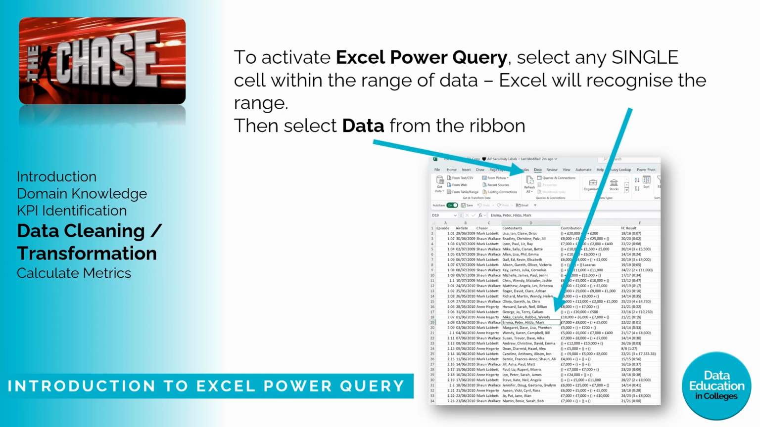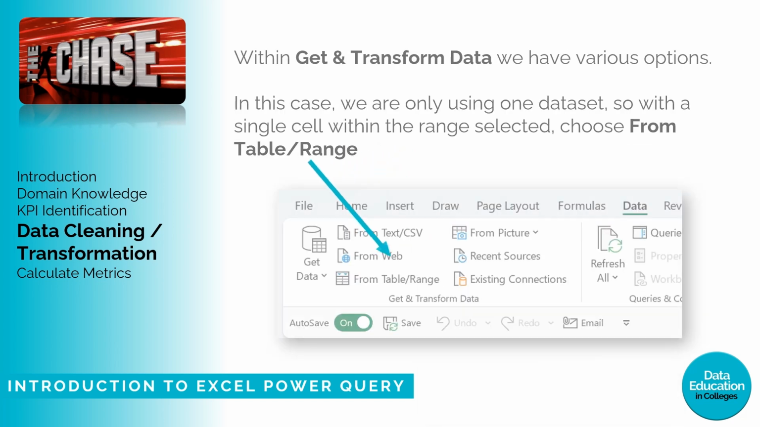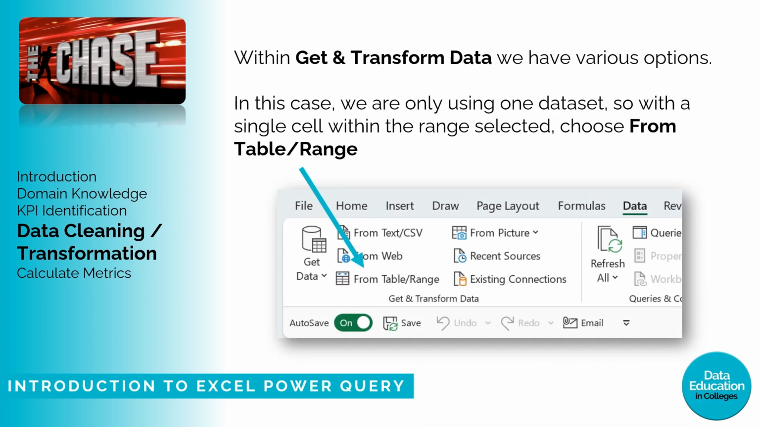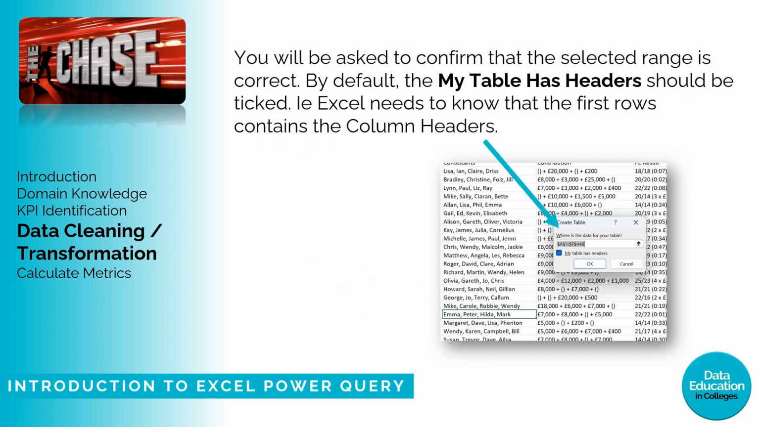Now just select a single cell within that range. Excel will recognise the range and then select Data in the ribbon. We've got a lot of different options in here. In this case, just the one data set, so choose From Table Range. You'll get a little confirmation that it's selected the right data. If you're happy with that, press OK.